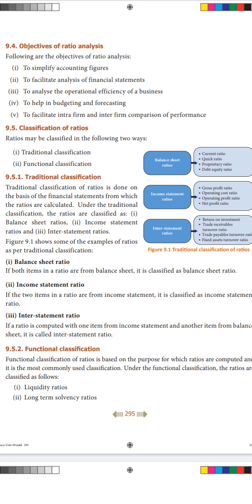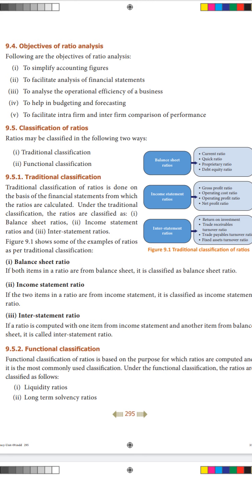Okay, the next part is classification of ratios. Here, ratios are basically classified into two categories. One is the traditional classification, the other one is functional classification. Today I'm going to explain traditional classification alone.